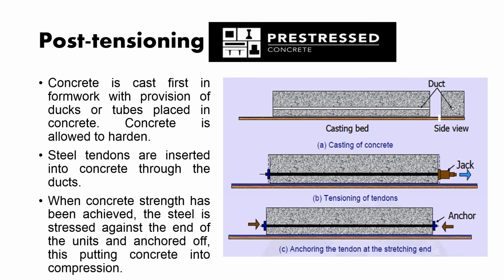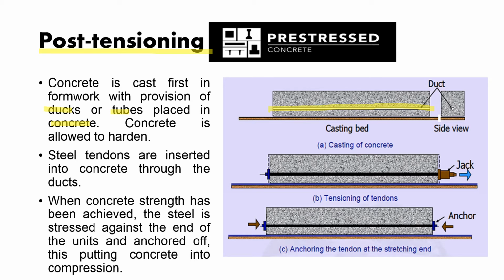Let's look at the post-tensioning method. Just now we discussed pre-tensioning, so now we go to post-tensioning. The first step is that concrete is cast first in formwork with provisions for ducts. The ducts or tubes are placed in the concrete, and the concrete is allowed to harden. So we have a duct here to place the steel tendons later.